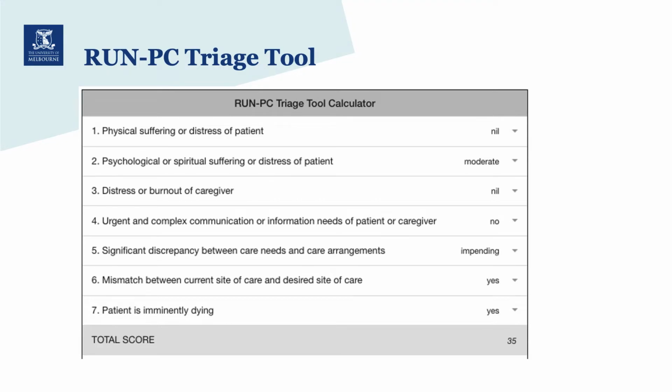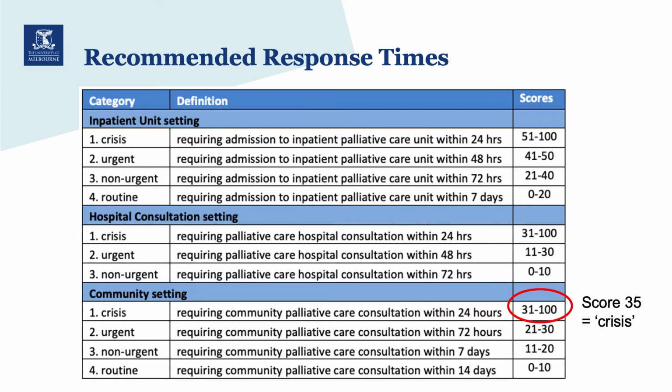And I said yes for imminent dying. Maybe there's several days, but it sounds as though she's really entering that phase now. So giving the more conservative option is to say yes rather than no. So that gives a score of 35, putting her in a crisis category for the community setting.